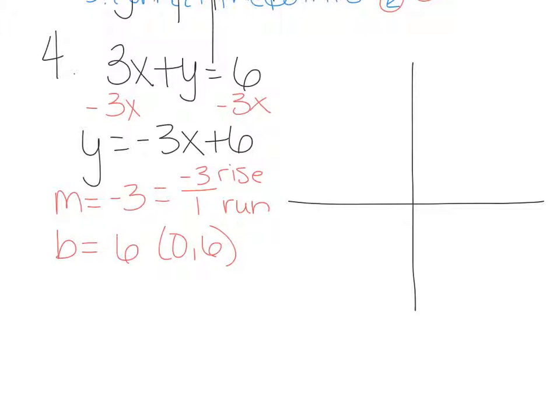So just like with the other ones, we're going to start by plotting your y-intercept. This time it is at 0, 6. This time my slope tells me to rise negative 3. So I'm going to go down 3 and then I'm going to run 1. So rise negative 3, run 1. Once again, notice my slope was negative. My line slopes down. That should have been expected.